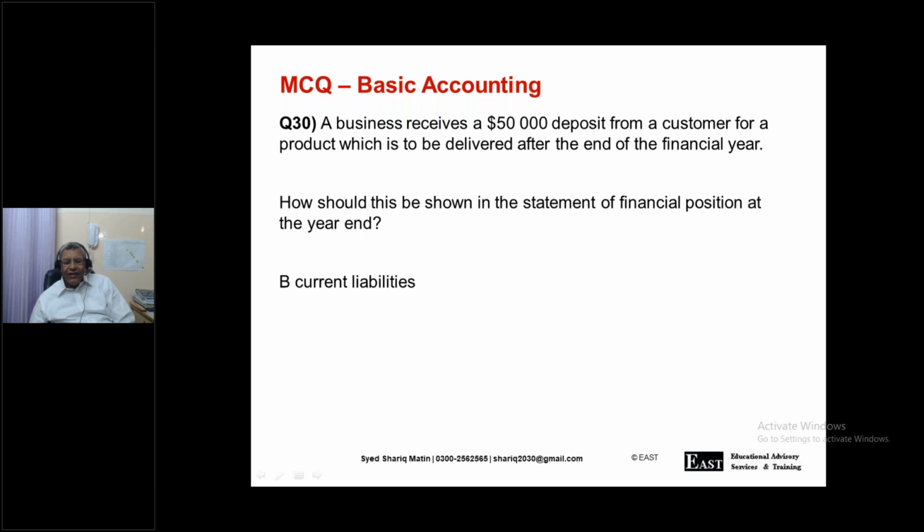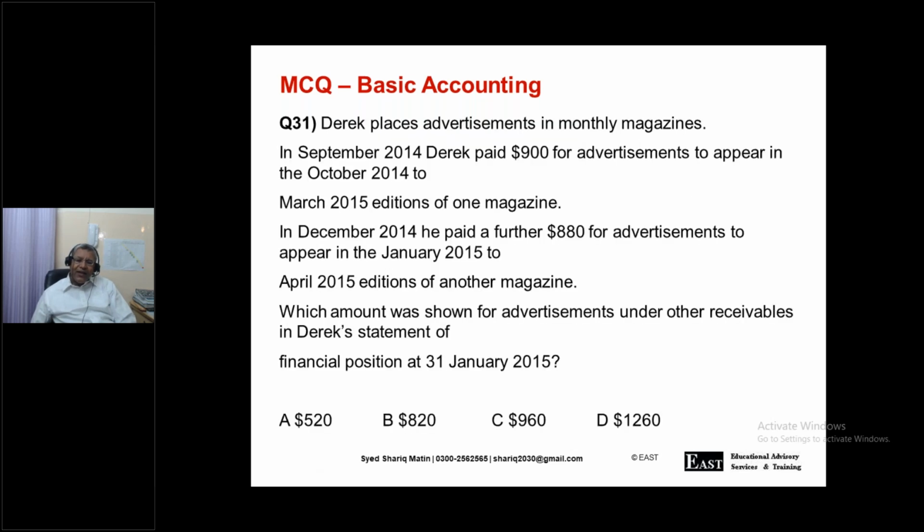Ta, is it okay? Check out your device. Your answer was correct. Rafi, your answer is correct too. Let's move on to the next one. Now in this case, he's placing an advertisement in two different magazines. So you have to calculate the expense for the period and then the prepayment for the period.